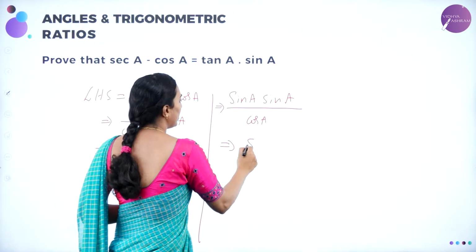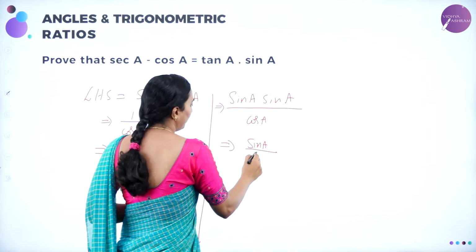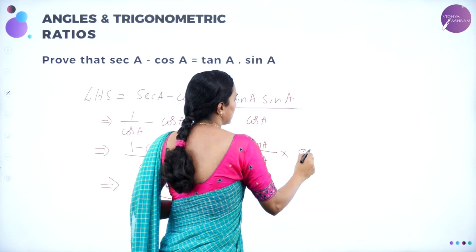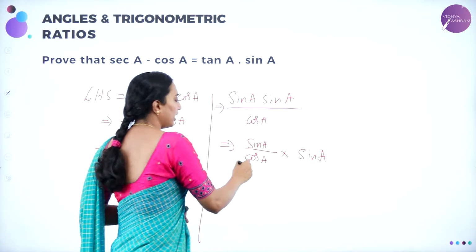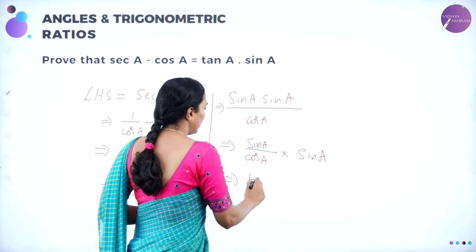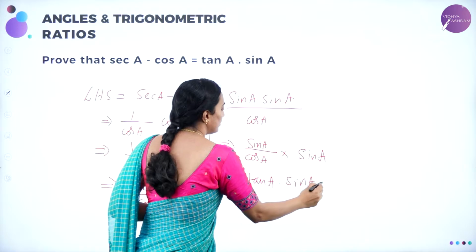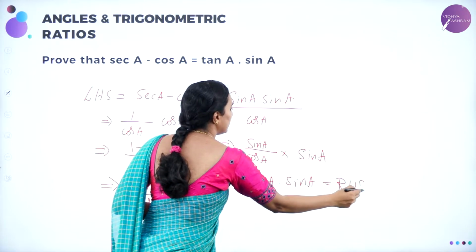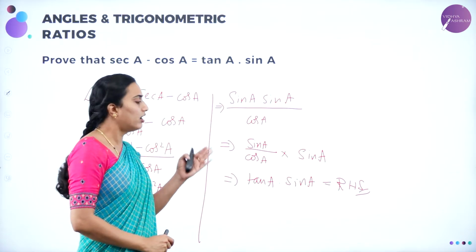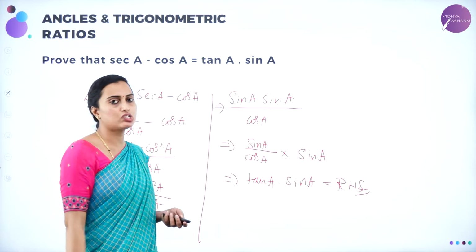Now sin A by cos A you collect, because they have given tan A to prove, into sin A as it is in the numerator. What is sin A by cos A? Sin A by cos A is nothing but tan A into sin A. That's what they have asked you to prove, which is your RHS. Is that easier, dears? So by taking the trigonometric identity, we have proved it. We'll move on to the next question.